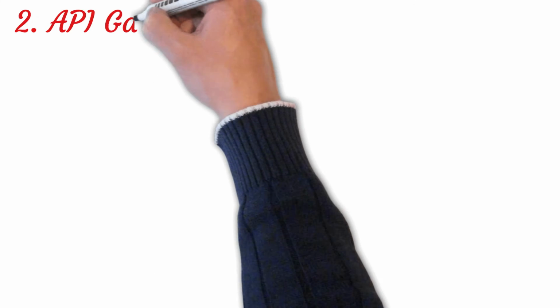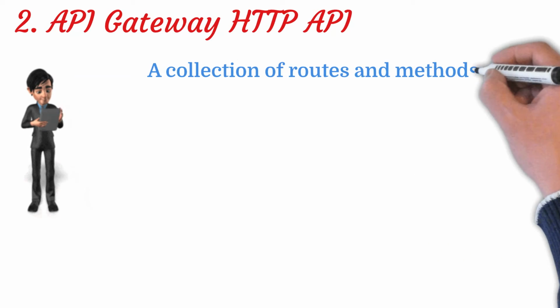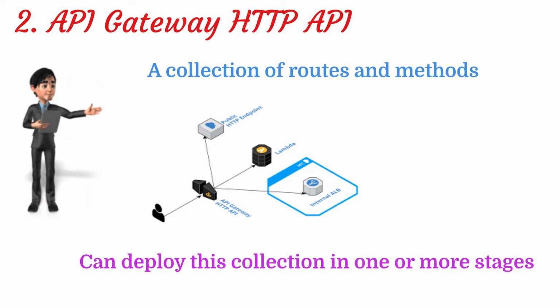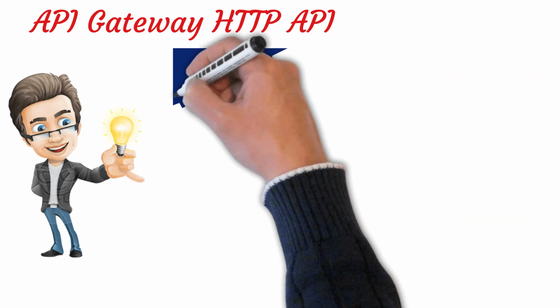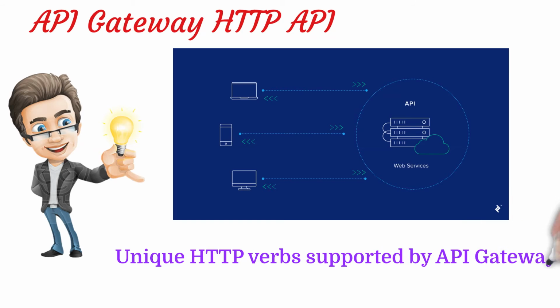2. API Gateway HTTP API is a collection of routes and methods that are integrated with backend HTTP endpoints or Lambda functions. You can deploy this collection in one or more stages. Each route can expose one or more API methods that have unique HTTP verbs supported by API Gateway.